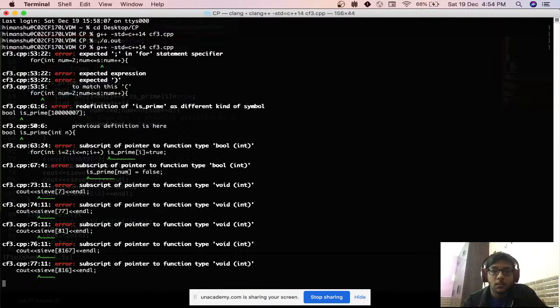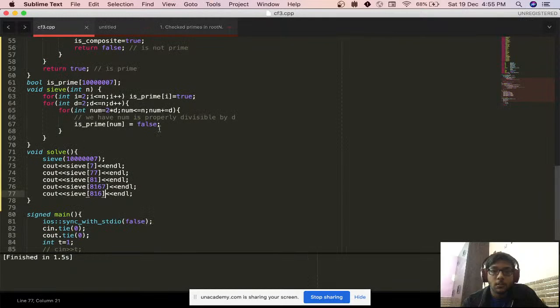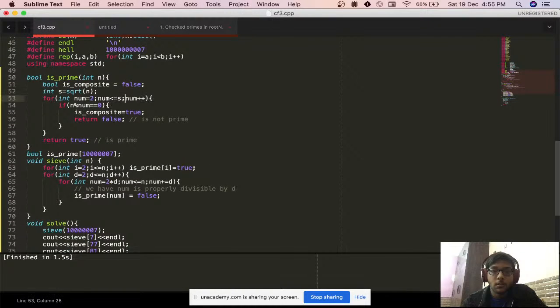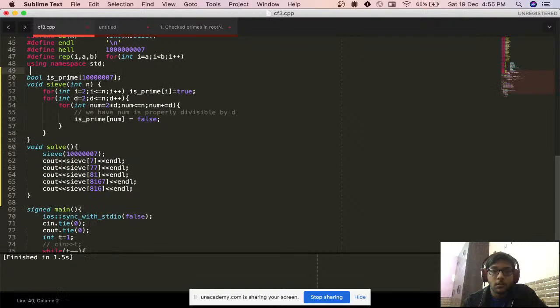Let's see if this compiles. There are some errors. Oh, I did use a colon somewhere. Yeah, this. Let's remove this. This is not used currently.